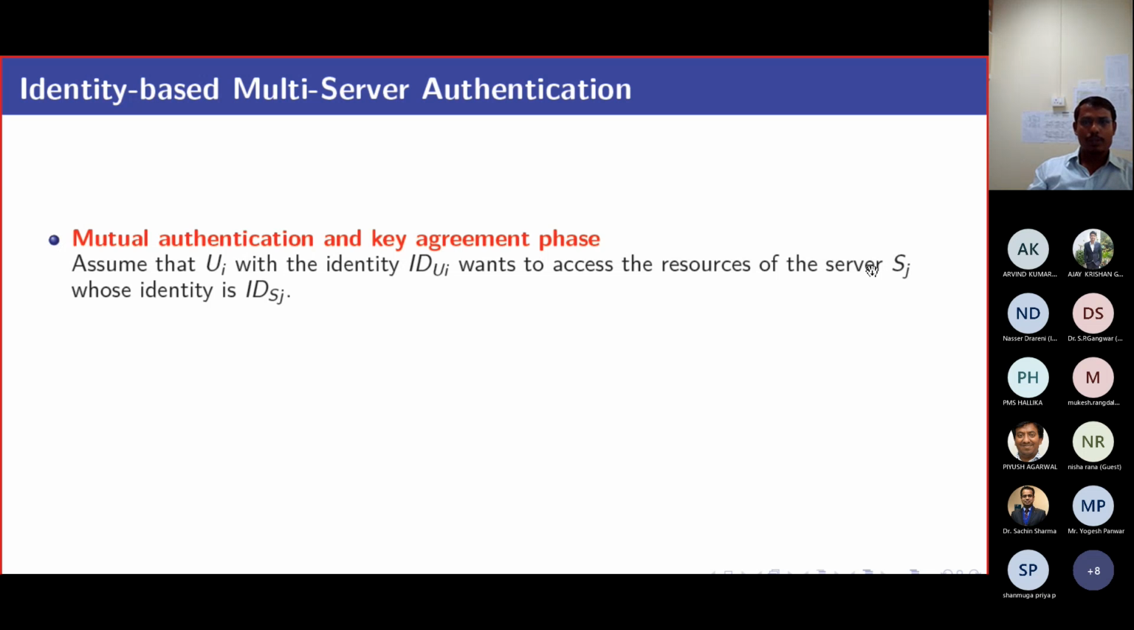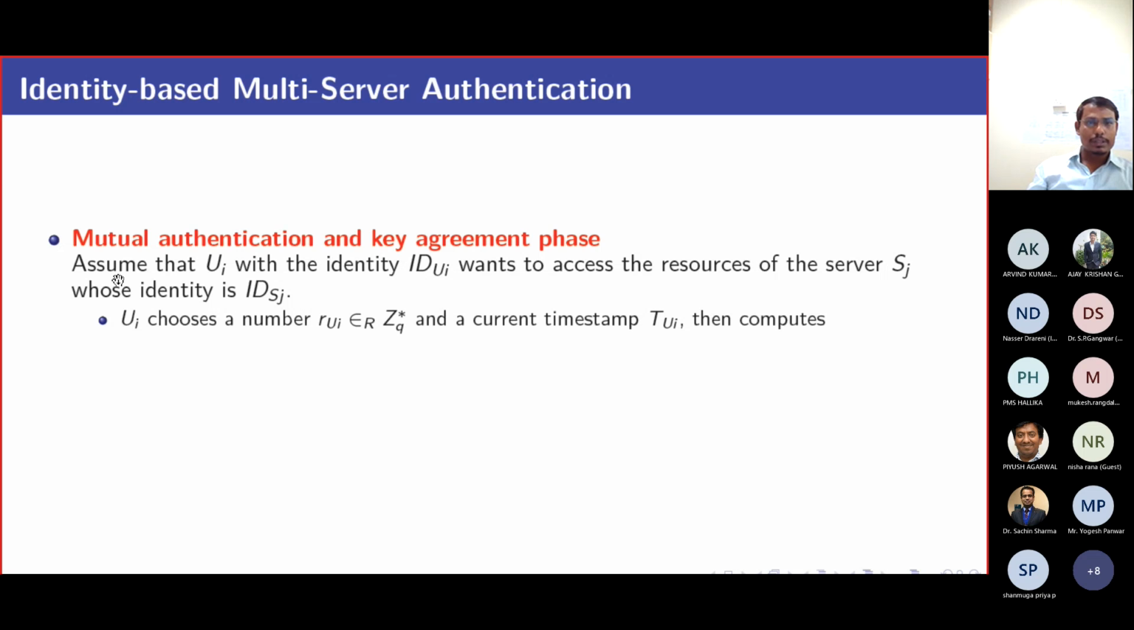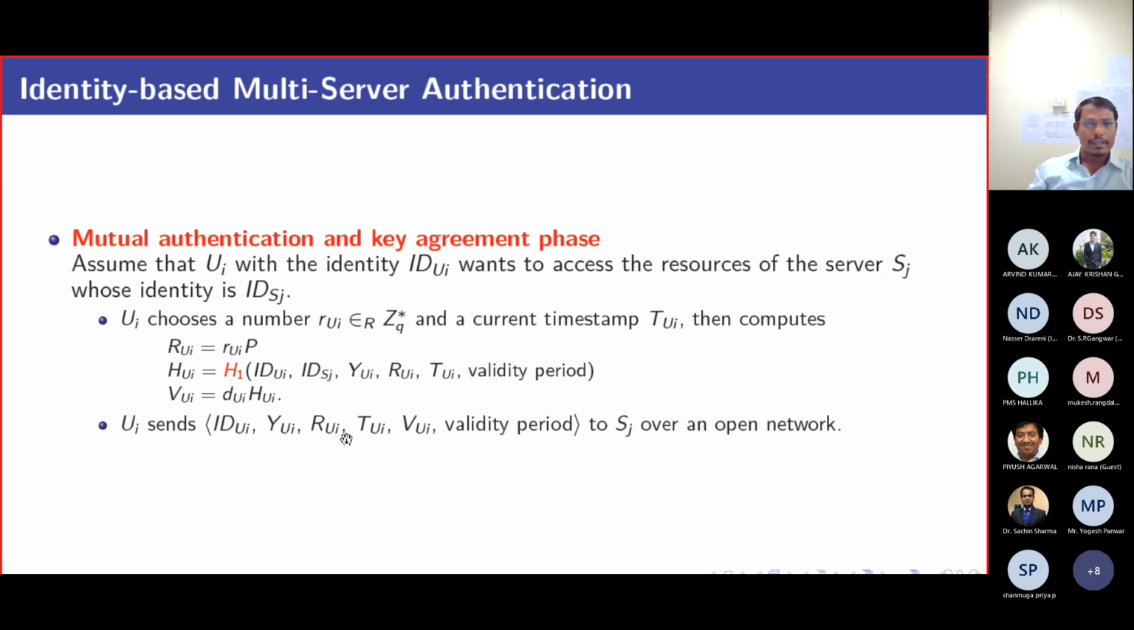Suppose UI wants to communicate with a particular application server SG. So how will the authentication take place? This is the mutual authentication phase. UI chooses a random number and a current timestamp. This timestamp will help to protect against the replay attack. It creates a value and then creates a hash of this, using a map-to-point hash function. It creates a signature, and it sends this login message to the server.